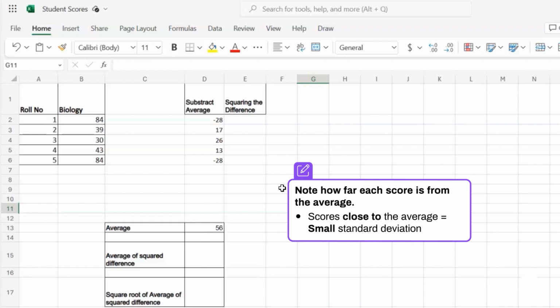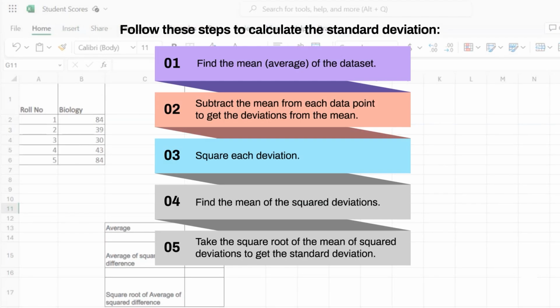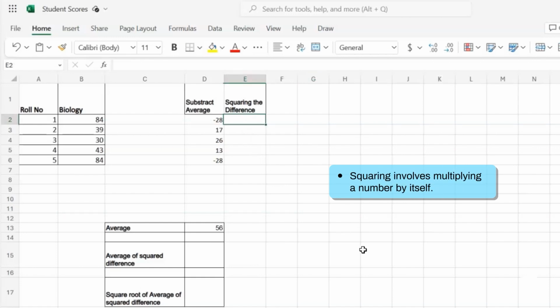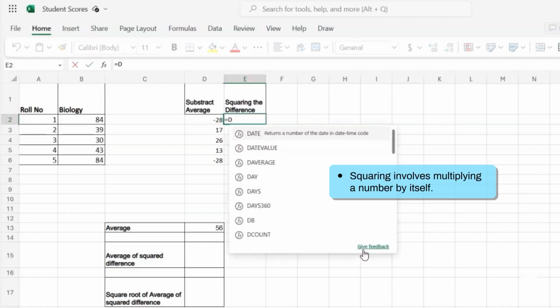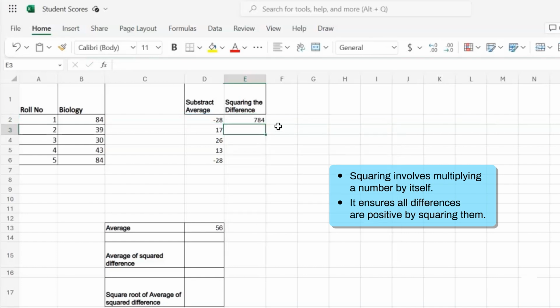If most scores are really close to the average, the standard deviation will be small. If some scores are far away from the average, the standard deviation will be bigger. In the third step, you need to find the square of differences. Squaring just means multiplying a number by itself. This is done to make sure all the differences are positive, because some are below the average, some are above.